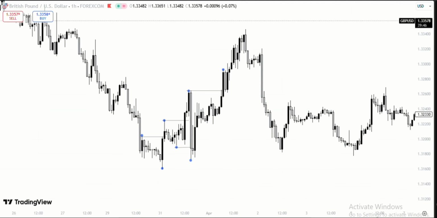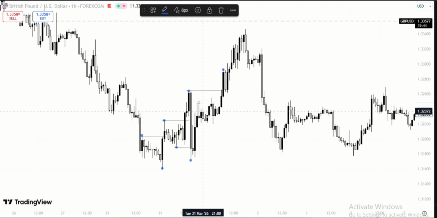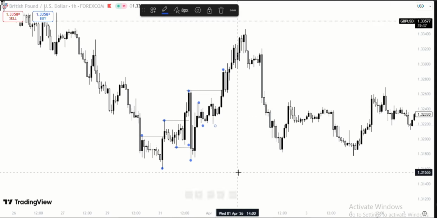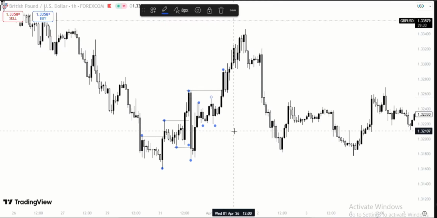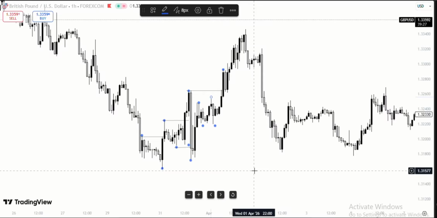Now, for those that will mark these highs, these lows, or these internal highs or internal lows as a liquidity, as a structure or as a market structure, it's actually wrong. Why? Let me show you that. Now let me just show you something.